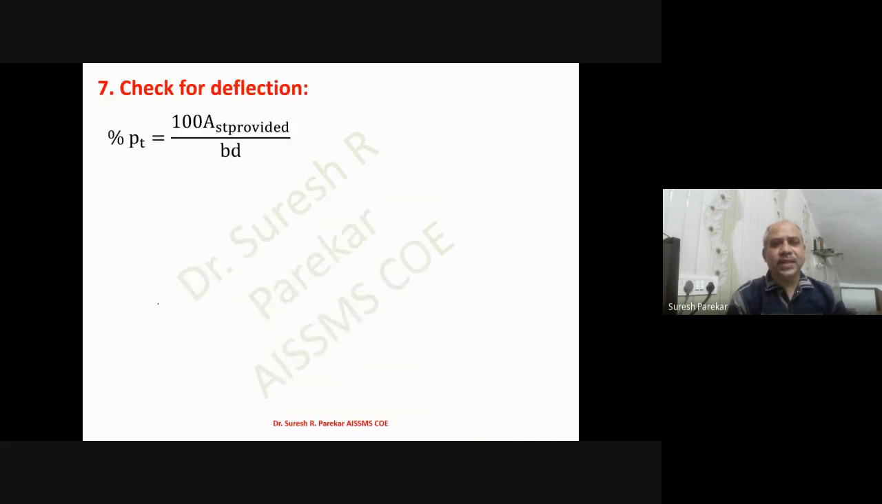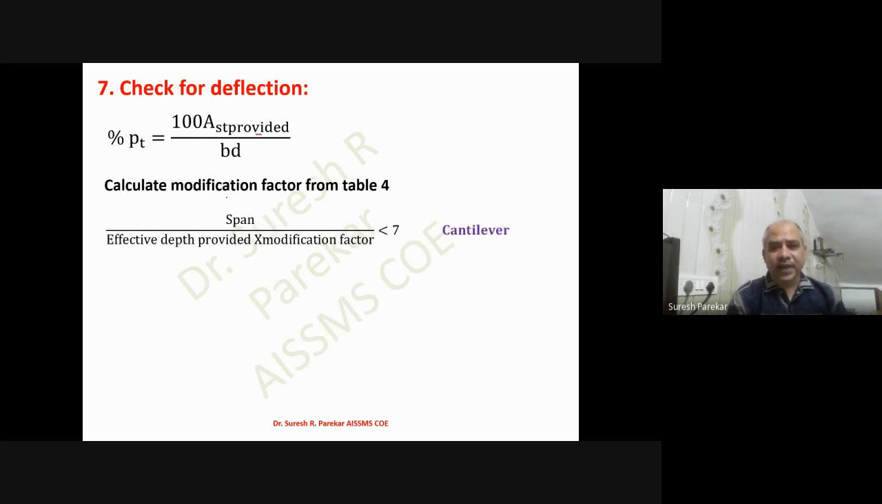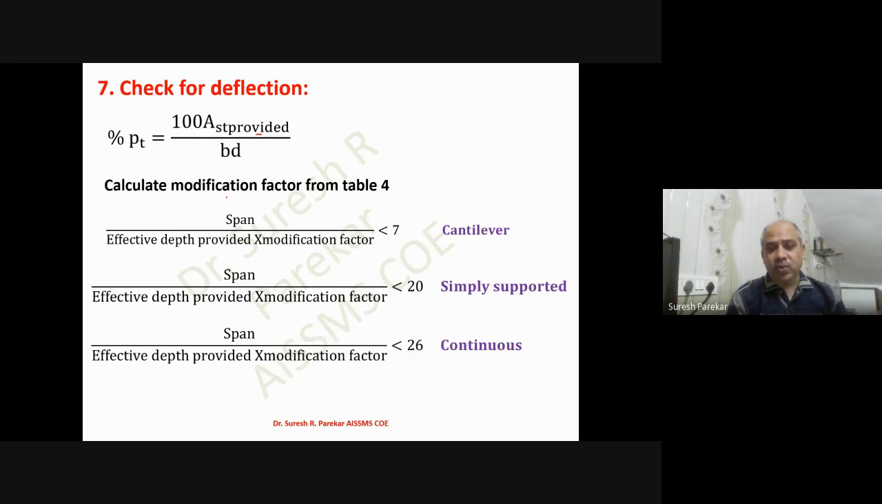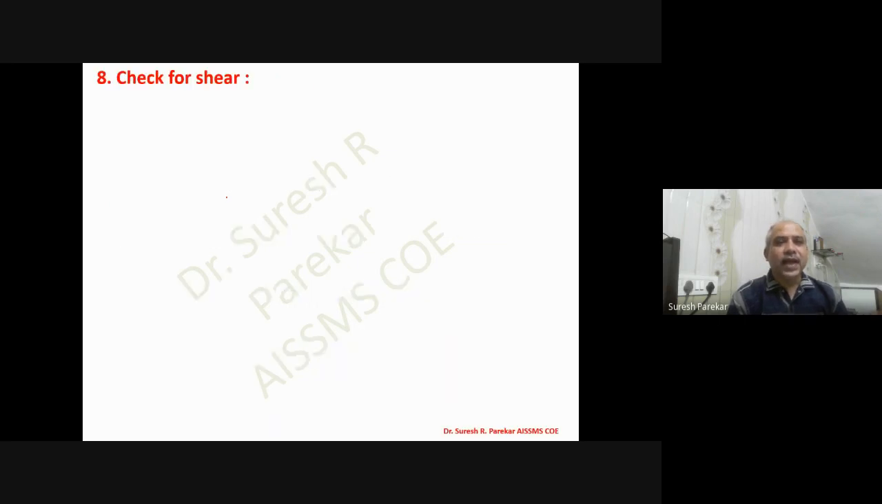Then check for deflection. This is simple one, percentage PT we have to find. Here we have to keep in mind, we have to take AST provided, and from this percentage we have to take modification factor from Table 4, and then we have to check these criteria for cantilever, simply supported and continuous. Then we have check for shear.